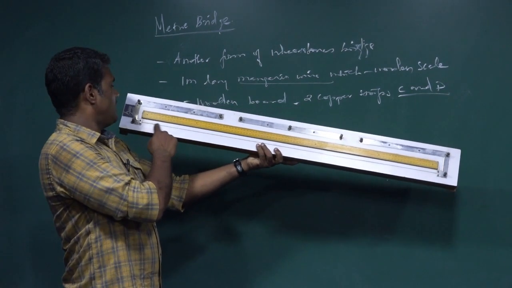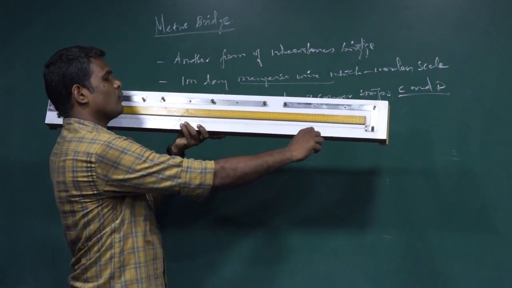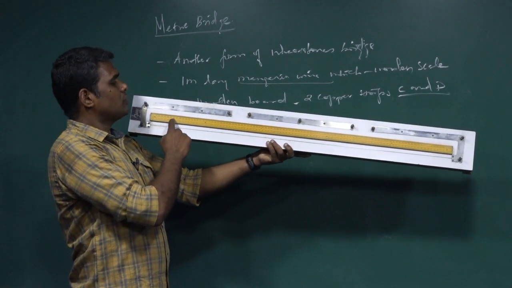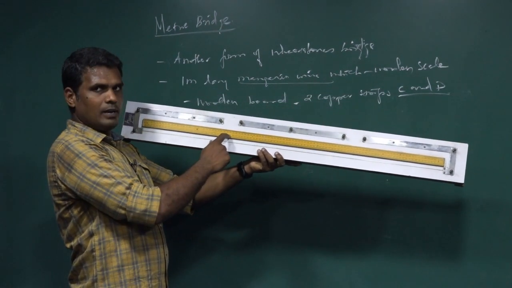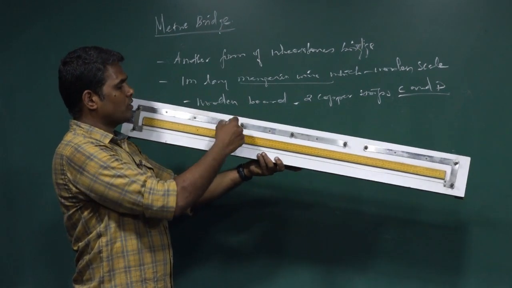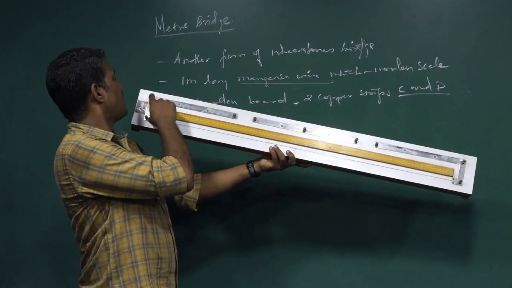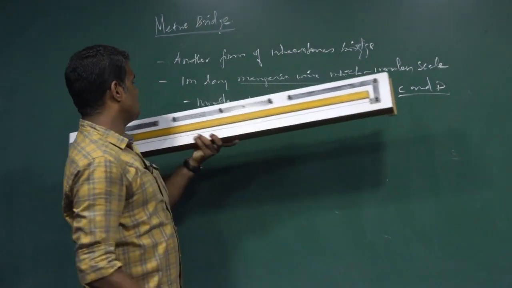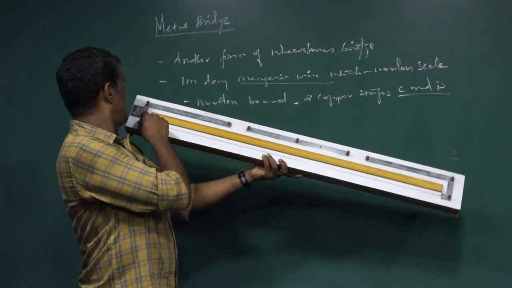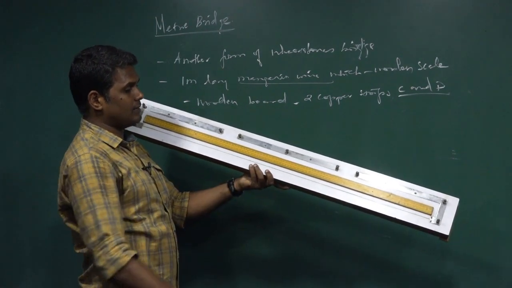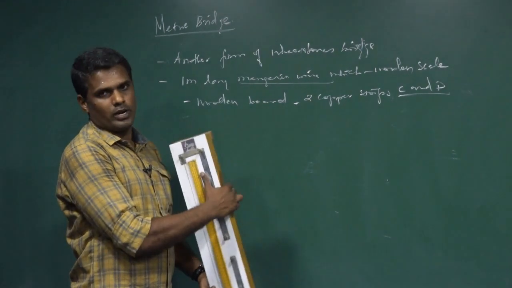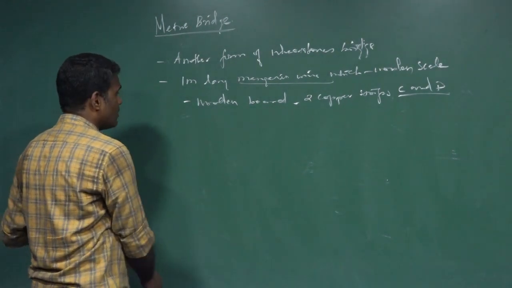It consists of a manganese wire. This is the manganese wire, which is 1 meter long, stretched along with a wooden scale, fixed on a wooden board. This is the wooden board between two copper strips. This is the copper strip C, and this is the copper strip D. So the ends of the copper strips are connected with the manganese wire. I can show it with the diagram also.